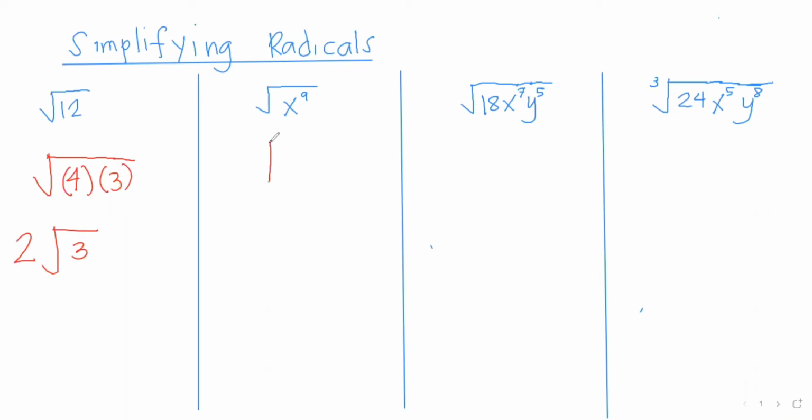So again, we will break down the x power of 9 into x power of 8 times x. X power of 8 is now divisible by the index, which is 2. So again, you can take out x power of 8, bring it outside the radical sign. So this becomes now x power of 4 square root of x.